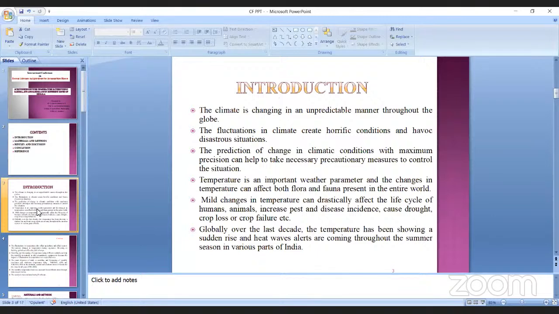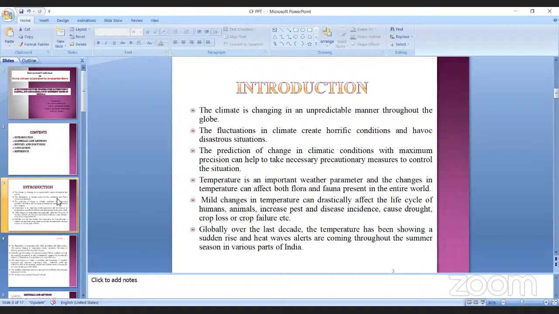So introduction: the climate is changing in an unpredictable manner throughout the globe. The fluctuating climate creates a lot of horrific conditions and disaster situations. Under these conditions, predicting changes in climatic conditions with maximum precision can help to take necessary precautionary measures to control the situation. Temperature is an important weather parameter, and changes in temperature affect both flora and fauna present in the entire world. Mild changes in temperature can drastically affect the life cycle of humans and animals, increase pest and disease incidence, and cause drought, crop loss or crop failure.